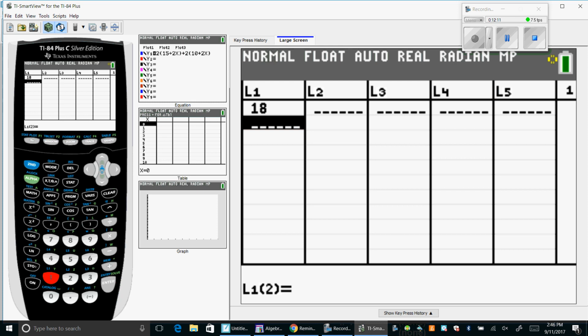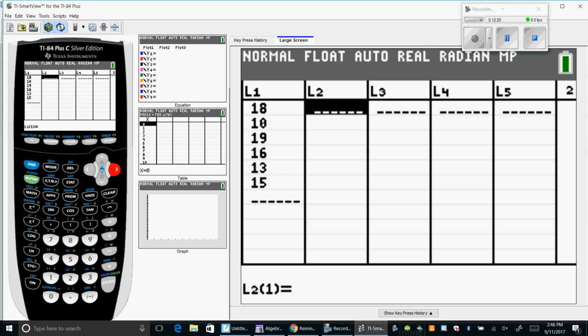18, 10, 19, 16, 13, and 15. And then in L2, I'm going to put the y's. For 18, it was 87. For 10, it was 55. For 19, it was 96. 16, it was 79. 13, 76. And 15, 82. So now I have that.